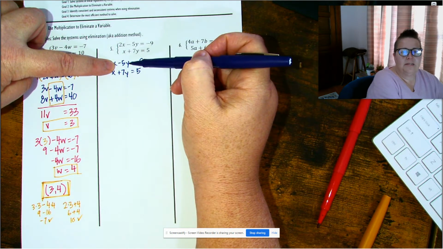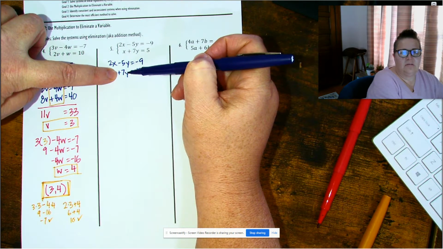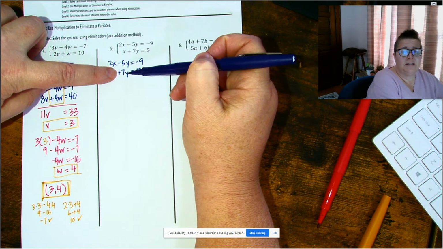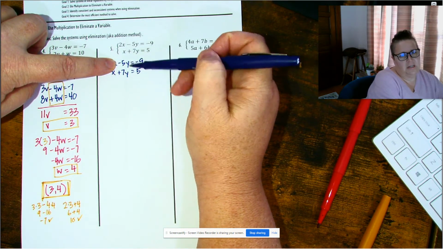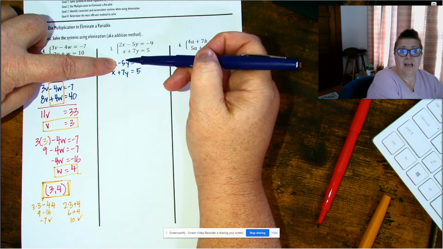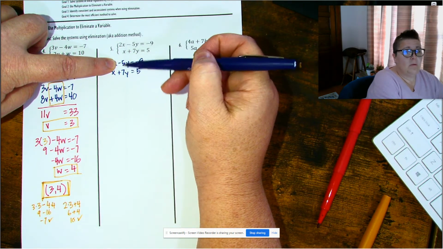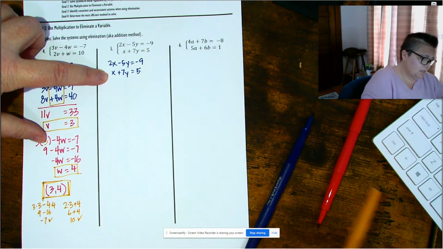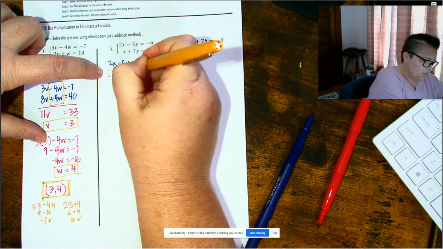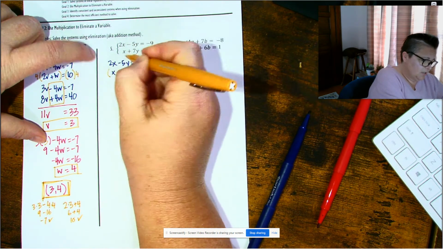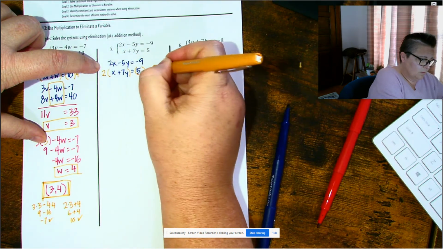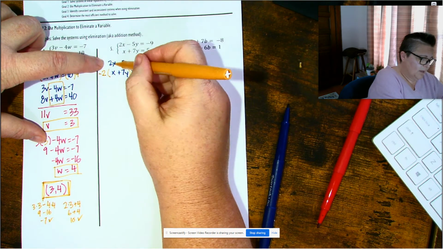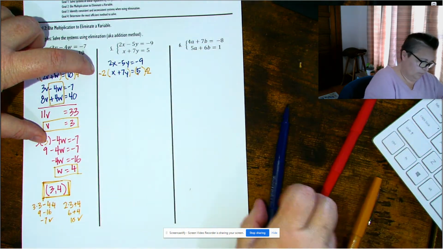If the y is a negative 5 and that one is a 7, there's nothing I can multiply a 5 by to get a 7, and there's nothing I can multiply a 7 by to get a 5. So I'd actually need to multiply both of these to find a common number. So right away, I'm thinking I don't want to do the y's. I'm thinking I want to do the x's to use the elimination method. And I'm going to need to multiply both sides of this equation by a 2. And if I want it to cancel, I need it to be a negative 2, right? Because this one is positive, so this one should be negative.